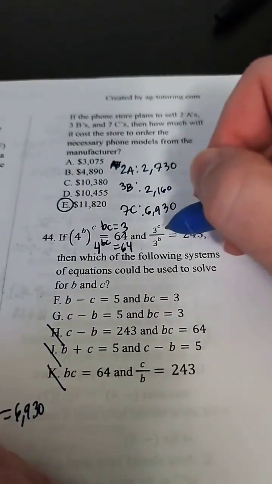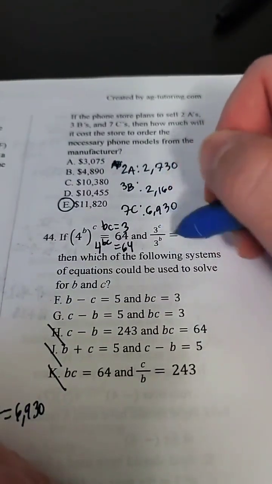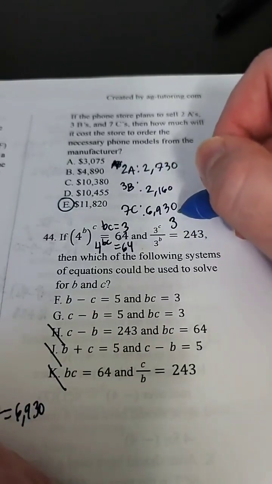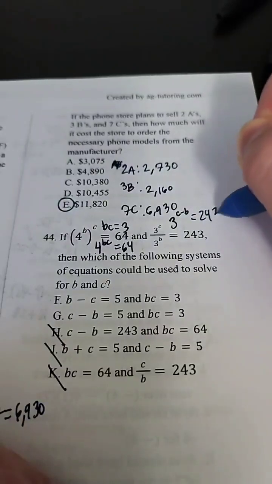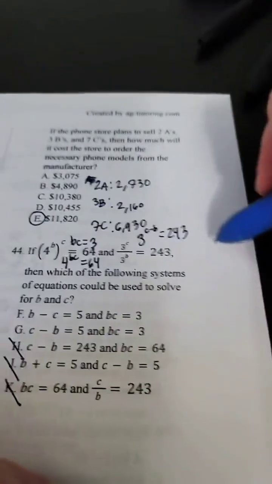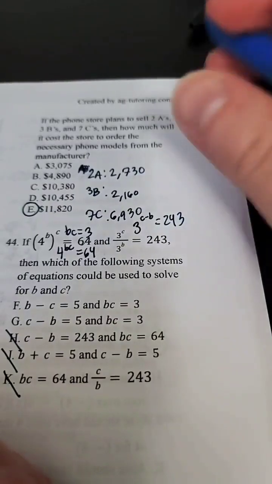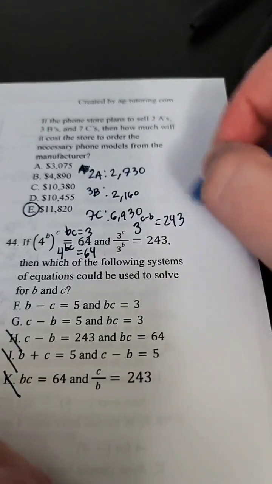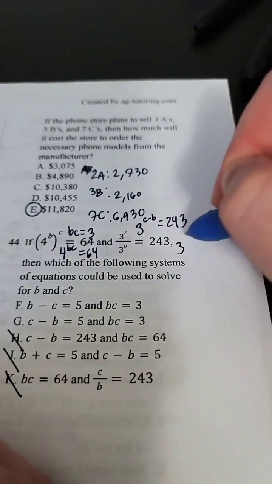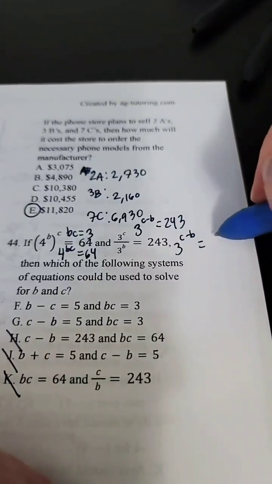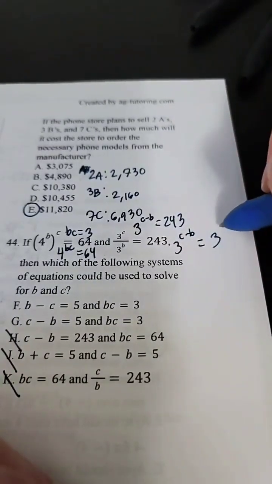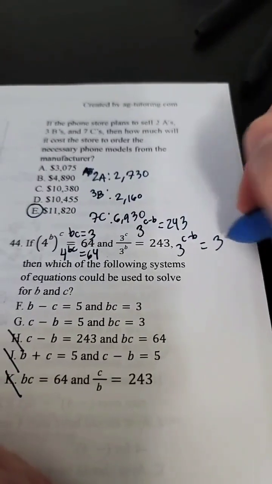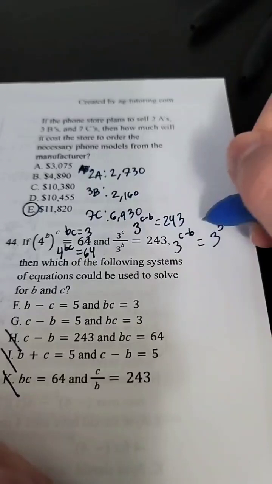And then over here, this is the quotient rule, which says we already have like bases. So it says that we can subtract our powers. So we could say 3 to the C minus B is equal to 243. Now, with this one, it's a little bit harder because it's not going to be one of our perfect squares or cubes. So I would recommend rewriting this just to see it visually better. So 3 to the C minus B, I'm going to think, okay, how can I turn this 243 into 3 to some power? So that's going to be 3 to the 5th power is what equals 243.